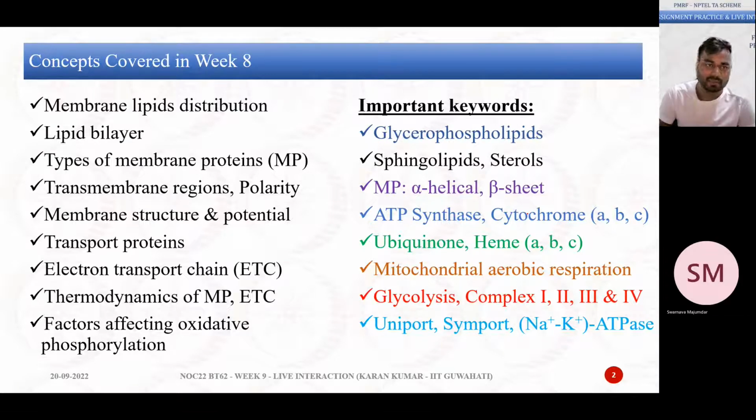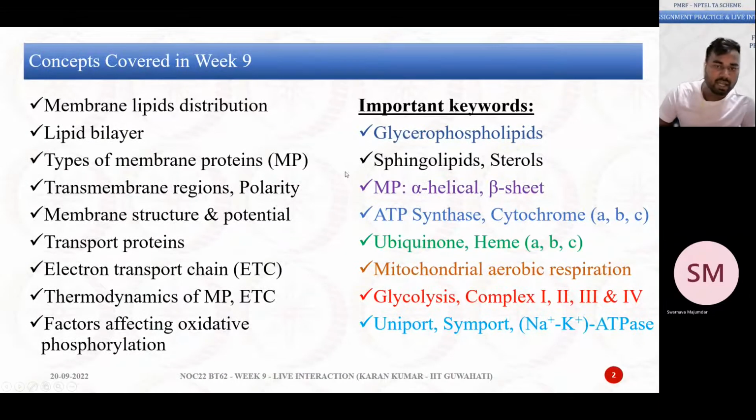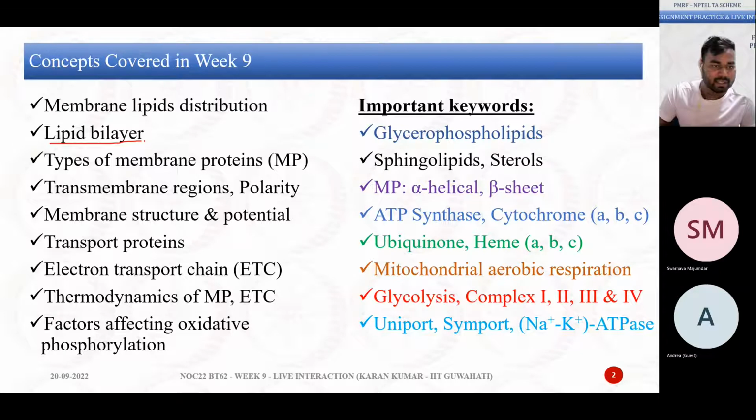So the concepts that will be covered this week, by mistake it is written as week 8. Let me correct it to week 9. In week 9, the concepts covered are membrane lipid distribution, lipid bilayer, types of membrane proteins, transmembrane region and its polarity, membrane structure and potential, transport proteins available in the lipid bilayer, then the electron transport chain, which consists of complexes from complex 1 to complex 4.